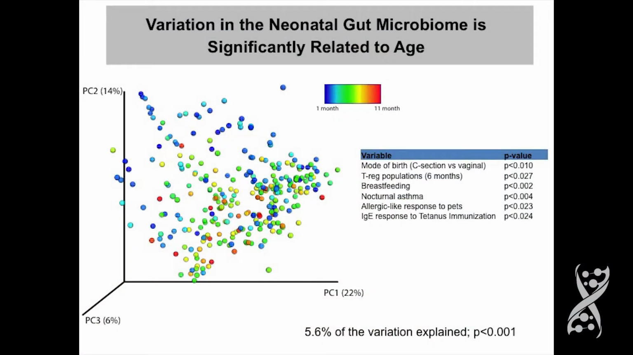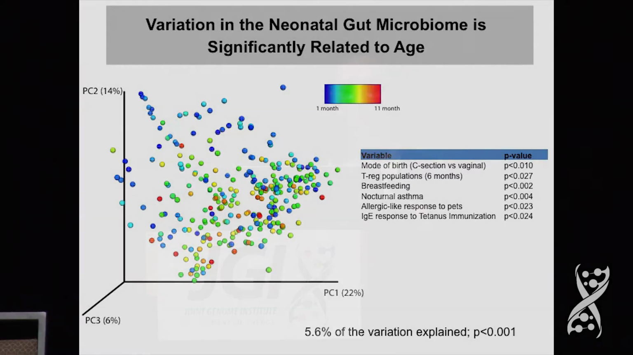And indeed it does. This is a cross-sectional study, so these are independent samples from almost 300 children. And what we find is that 5.6% of the variation in observed community composition is explained by age. But there's a range of other factors that are explaining this variation, including mode of birth, which again, there's evidence for in the literature, and breastfeeding, which again, we know influences the gut microbiome. But it suggests to us the factors that we know to influence gut microbiome development and composition in the first year of life hold out and are validated in our cohort.